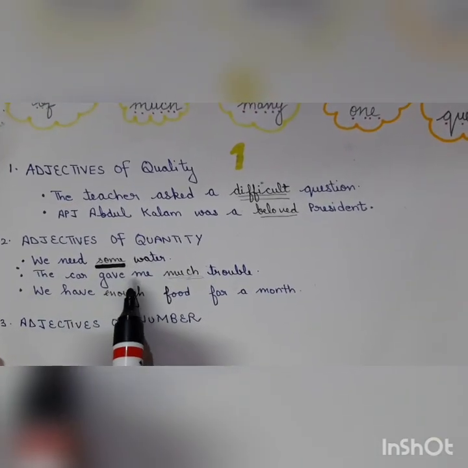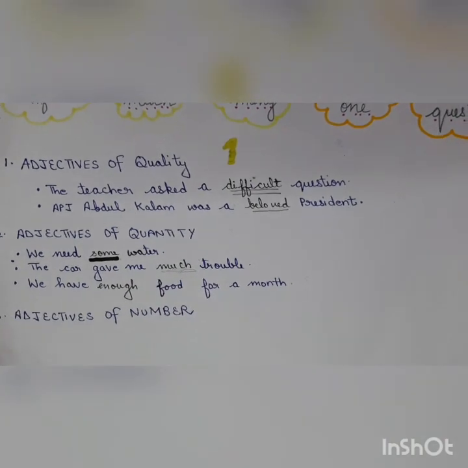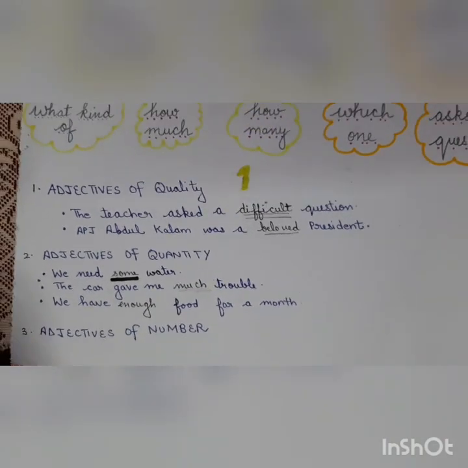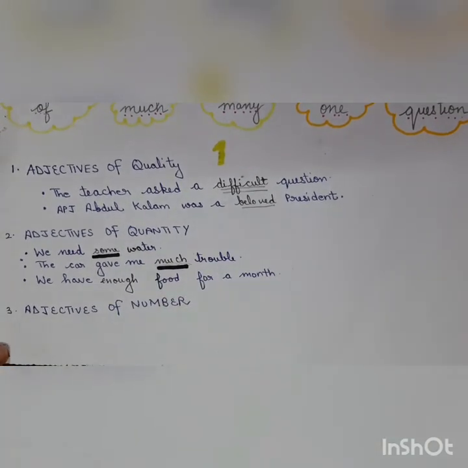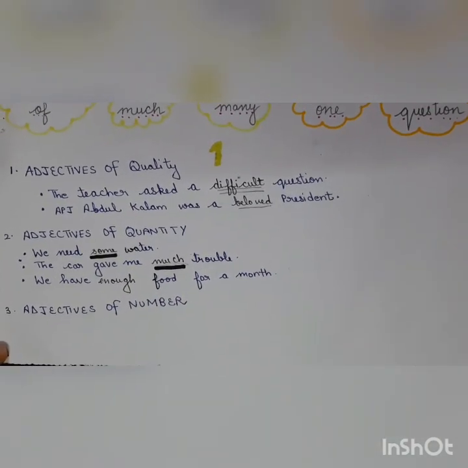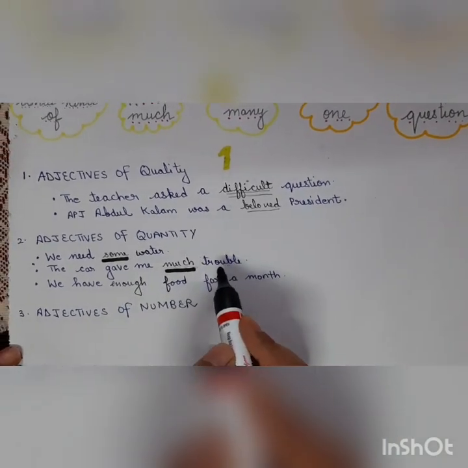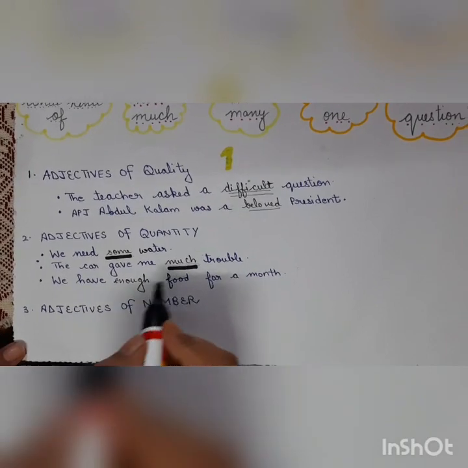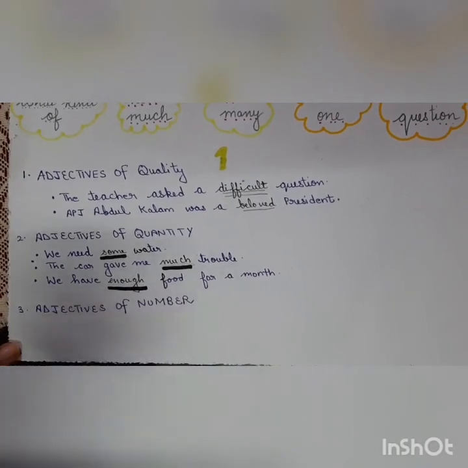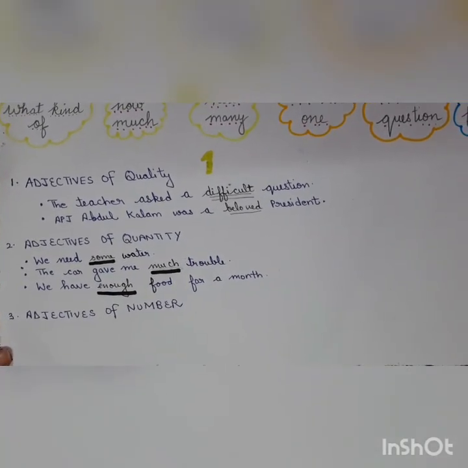The car gave me much trouble. Children, identify adjective? Yes, very good. Much is adjective and this is adjective of quantity. How much trouble? We have enough food for a month. How much food? Enough. So enough is adjective of quantity.